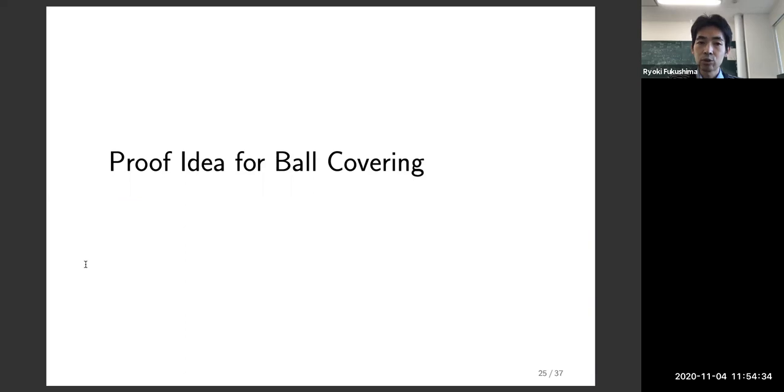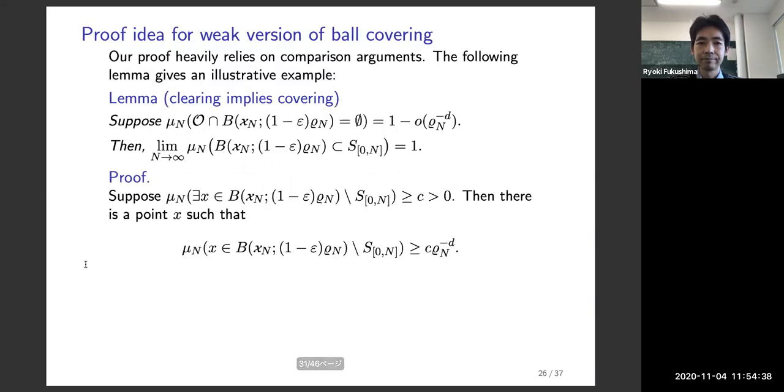Now, I'm going to tell you a rough proof idea for the ball covering result. As I mentioned, our proof heavily relies on comparison arguments. And the real arguments, which I will tell you from the next page, will be quite heavy. So I give you one illustrative example, which is very easy to understand.